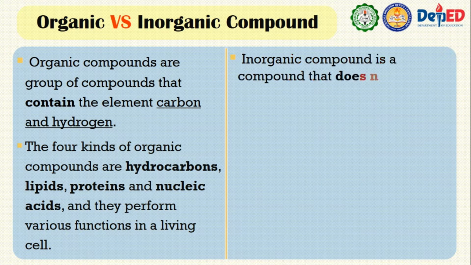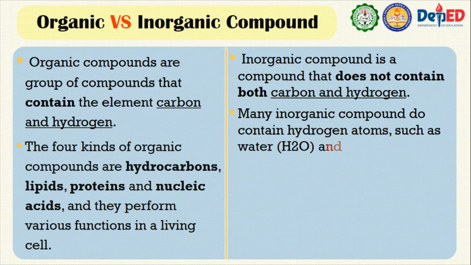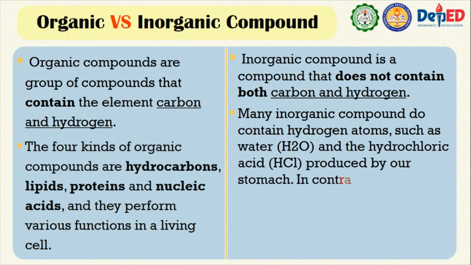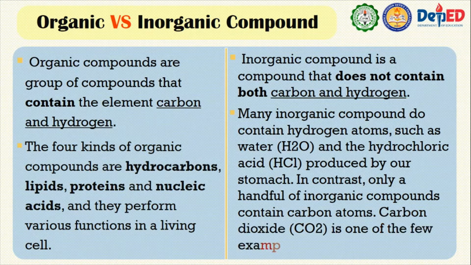An inorganic compound is a compound that does not contain both carbon and hydrogen. Many inorganic compounds do contain hydrogen atoms, such as water and the hydrochloric acid produced by our stomach. In contrast, only a handful of inorganic compounds contain carbon atoms. Carbon dioxide is one of the few examples.